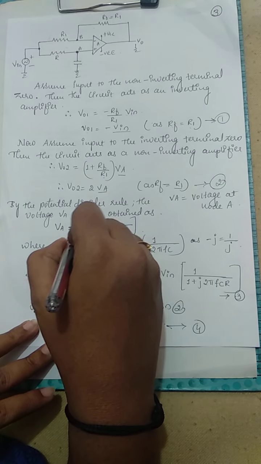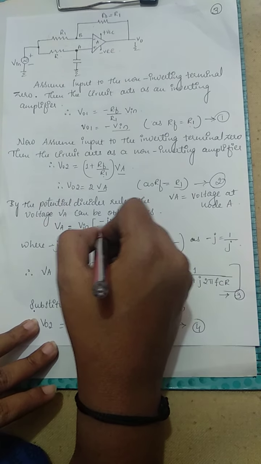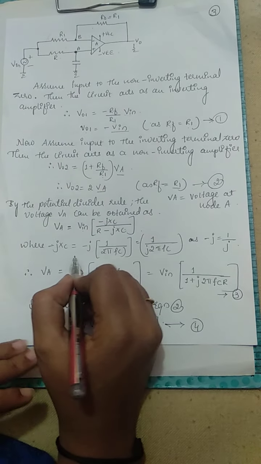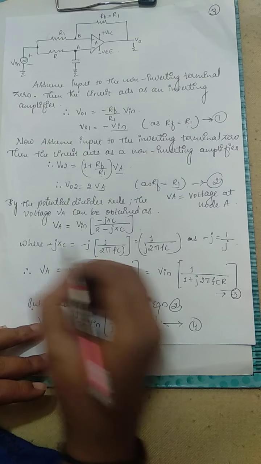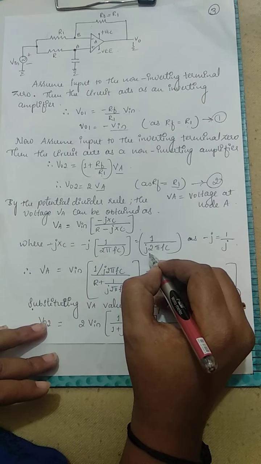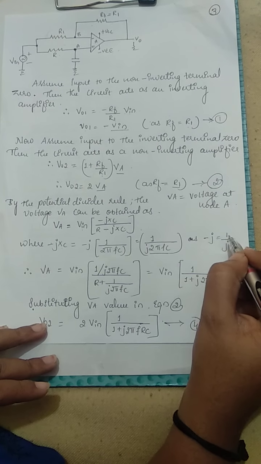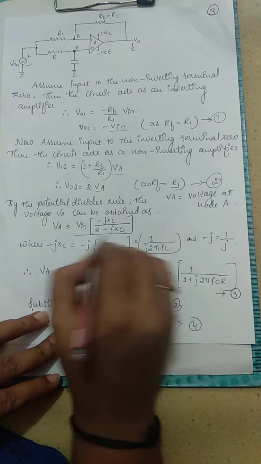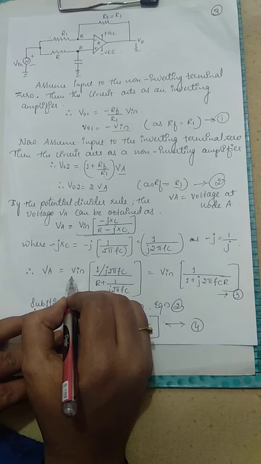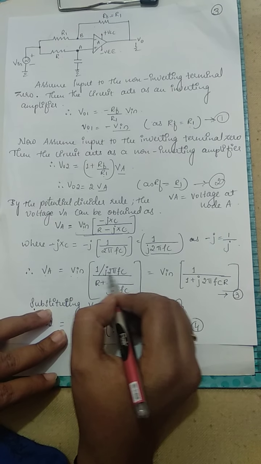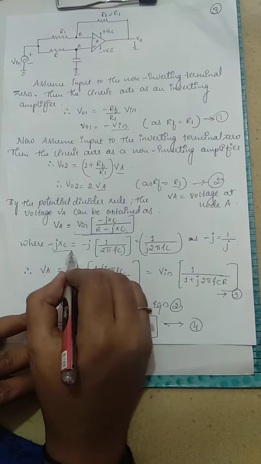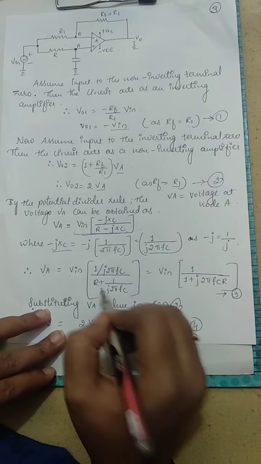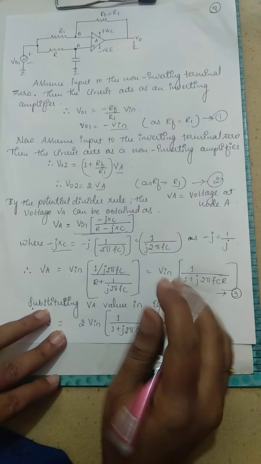So VA is equal to Vin into minus JXC divided by R minus JXC. We have solved this equation in the first order high pass filter. Minus JXC is nothing but 1 divided by J2 pi FC, as minus J is equal to 1 divided by J. We have to put these values in the above equation. That is VA is equal to Vin into bracket 1 divided by J2 pi FC, that is minus JXC, divided by R plus 1 divided by J2 pi FC.